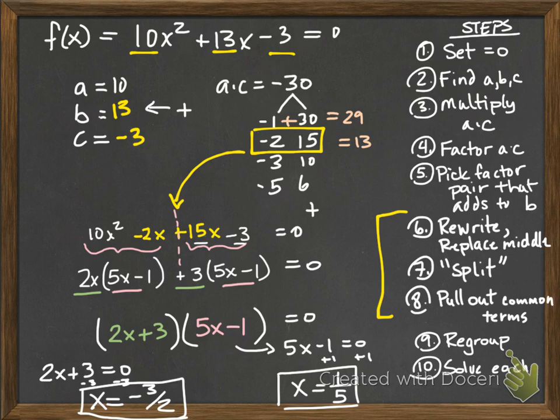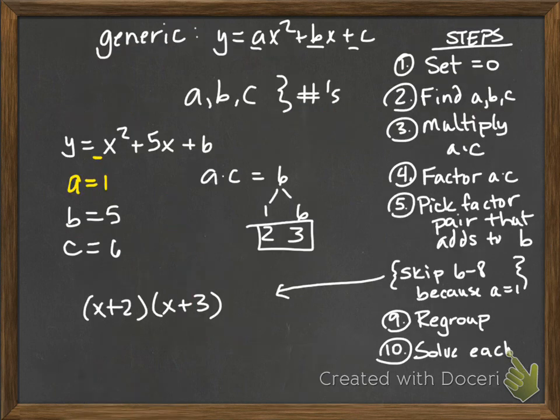If you have your a as a 1, you can just go back to what we did before, totally skip these steps, and then whatever your factor pair is, those are your factors. Hooray, factoring!